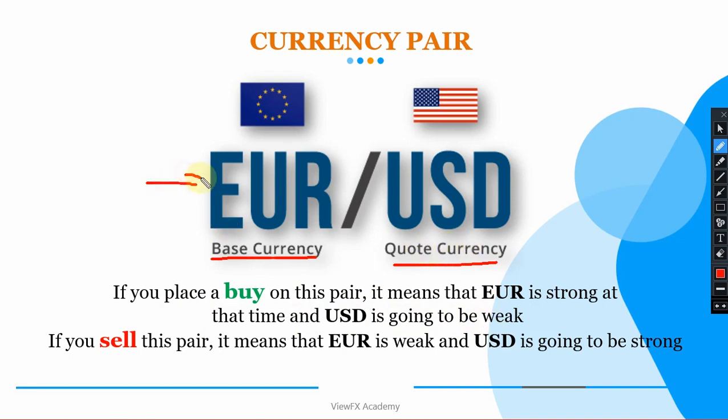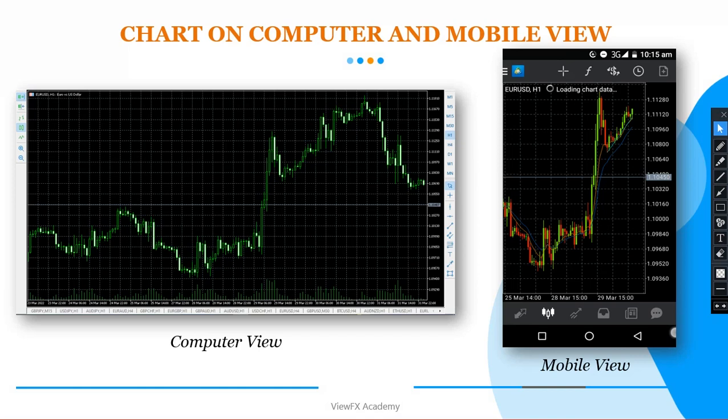So that is why you place a buy. Now, if you sell this pair, it means that euro is weak and USD is going to be strong. So that is all about that. Now we're moving over to the chart. This is a computer view of a chart, and this is mobile view, an Android view of a chart.